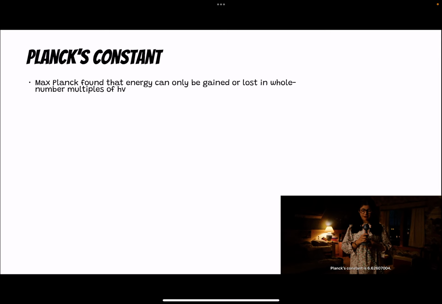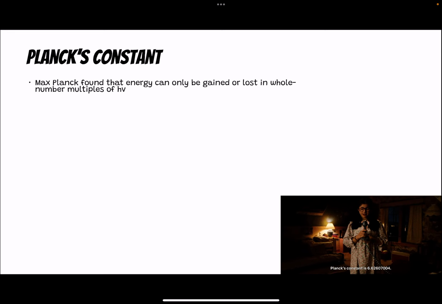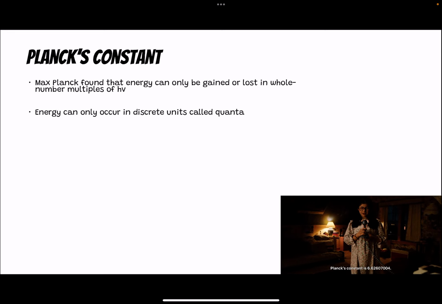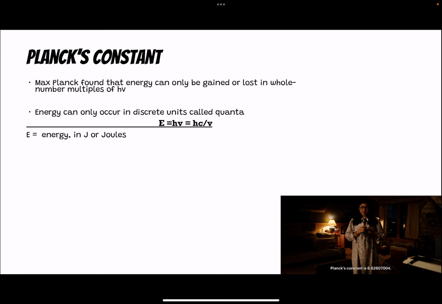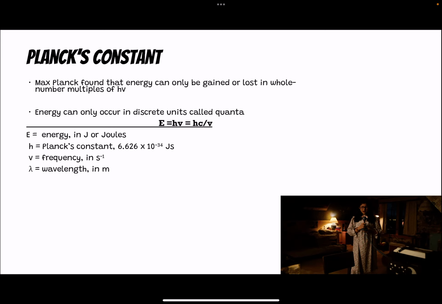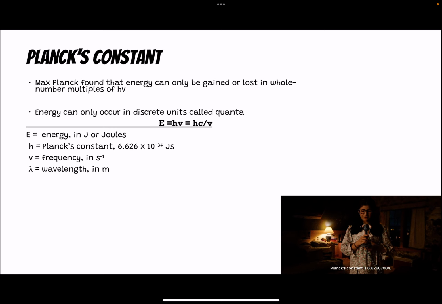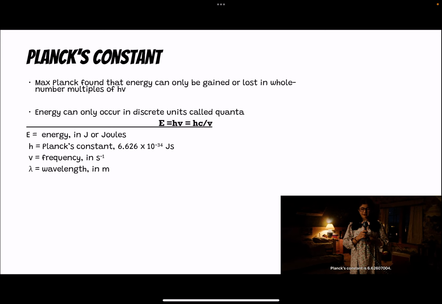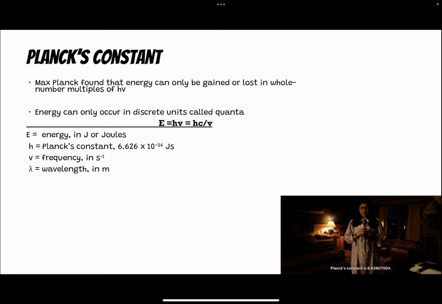All right, so Max Planck found that energy can only be gained or lost in whole number multiples of hν, where ν is frequency. h is the constant, which we now call Planck's constant, 6.626 times 10 to the negative 34th. Energy can only occur in units called quanta. This is why we use this equation: either E equals hν or E equals hc over λ. Excuse me, that's supposed to be lambda. I'm sorry, let me erase that.